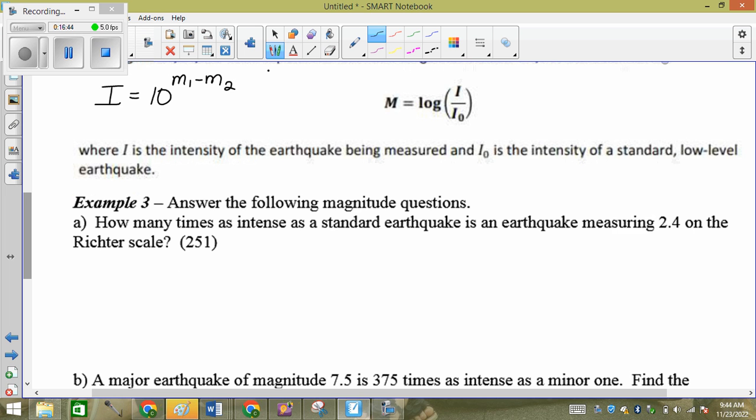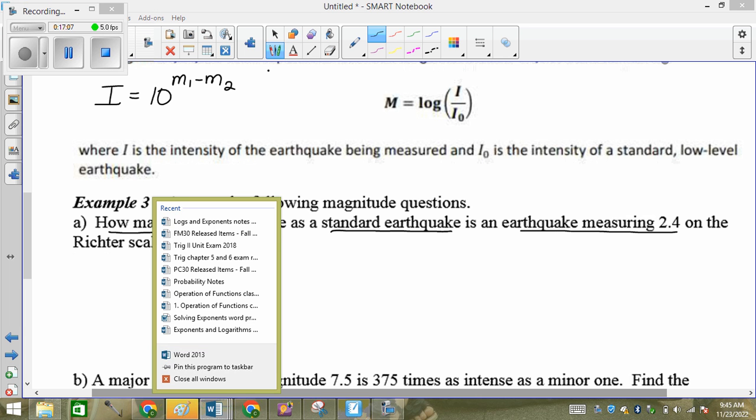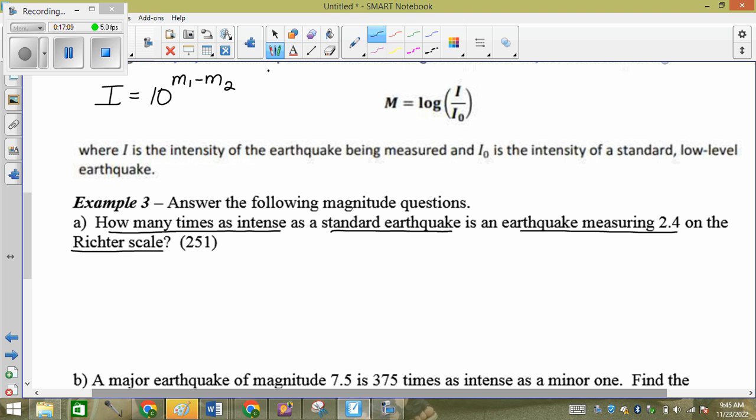So they always give magnitude base 10 questions on the diploma. I don't know, 1 out of 2 or 1 out of 3 tests, the magnitude question comes up, or a pH question comes up, one of these. So here it says, how many times as intense as a standard earthquake is the earthquake measuring 2.4 on the Richter scale? Oopsies. So did they give us the bigger or the smaller?